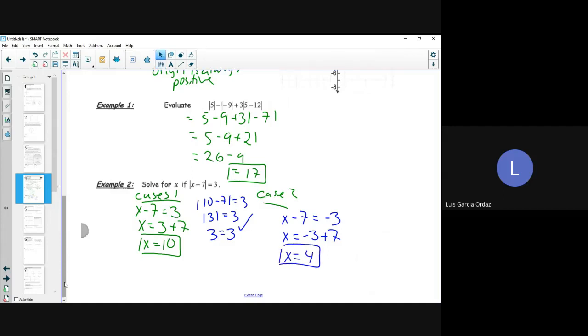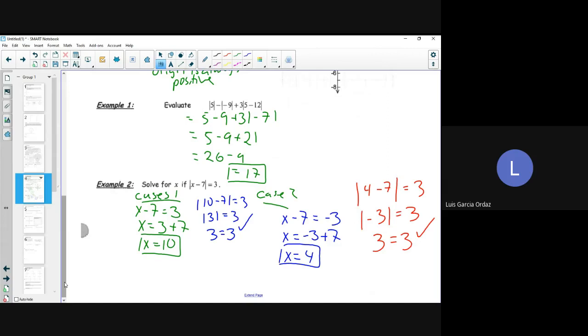And now what we have to do is check. So we get the absolute value of 4 minus 7 is equal to 3. We get the absolute value of negative 3 is equal to 3. But because the absolute value is just the amount of units away from the origin, it's always going to be a positive number. So the absolute value of negative 3 is 3, and 3 is equal to 3, which gives us a left side equals right side case, which means our answer is correct.